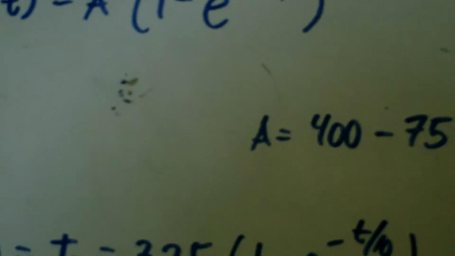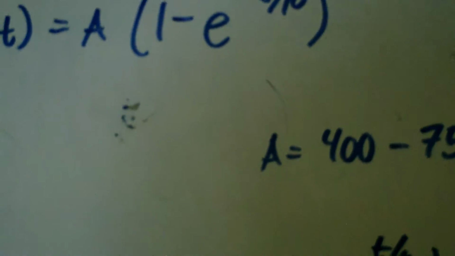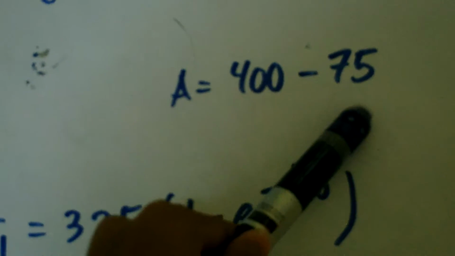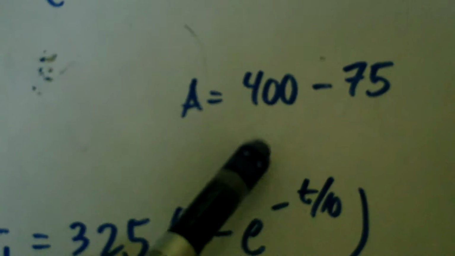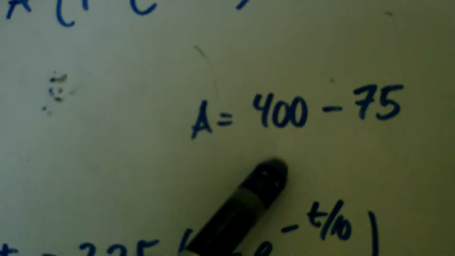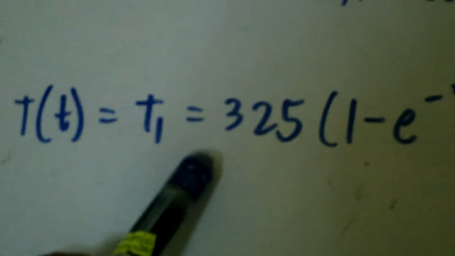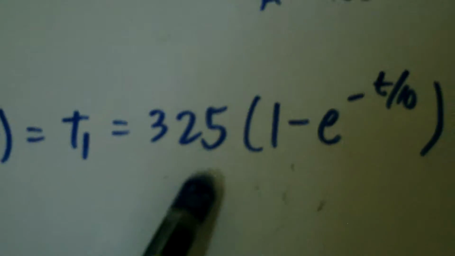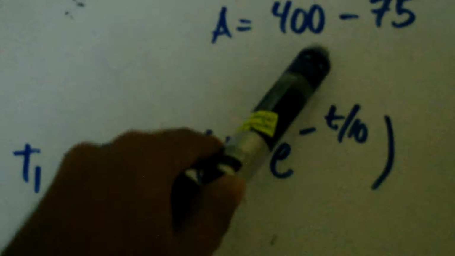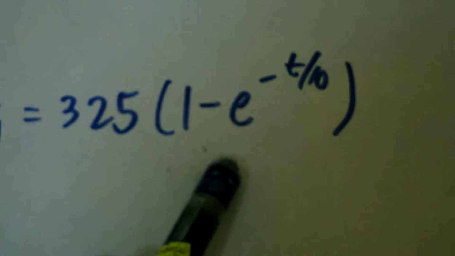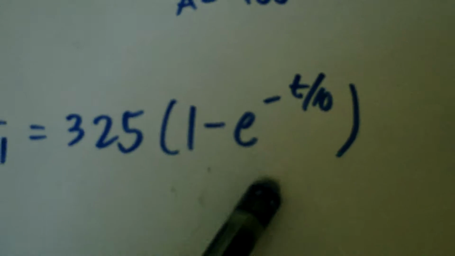From the step change of magnitude, we have 400 minus 75, where 75 is room air temperature, and 400 degrees Fahrenheit is the oil bath. So the change of magnitude would be T of t equals T1. Let's say T1 equals 325, from 400 minus 75. This is the A: 325 times 1 minus e to the negative t over 10.